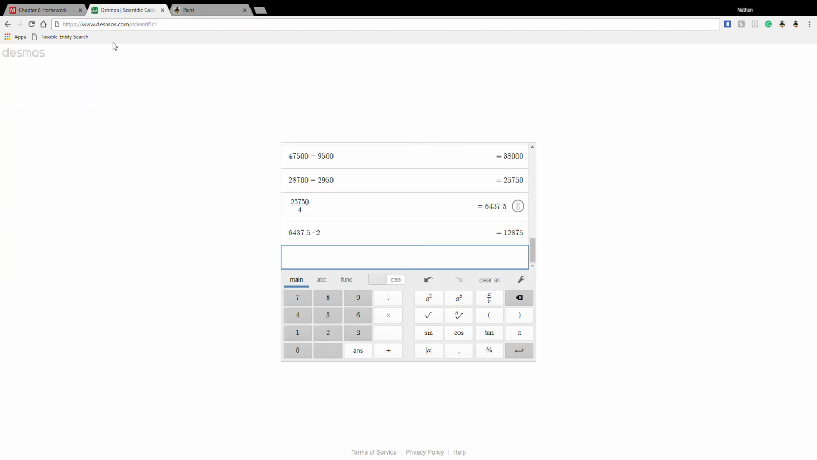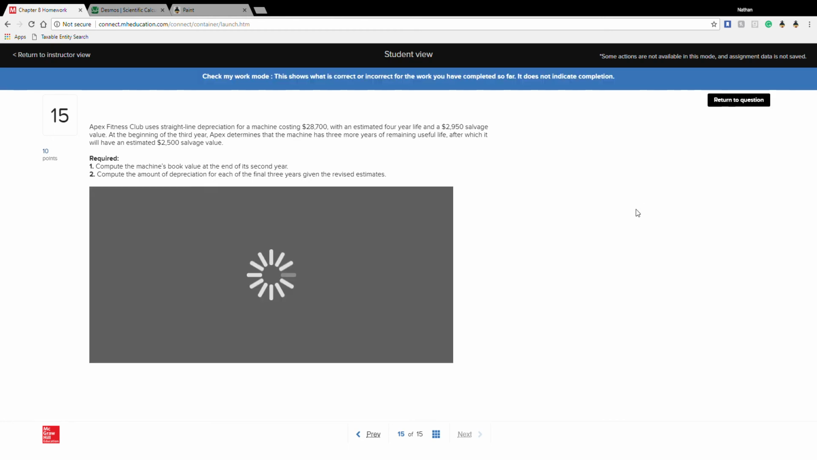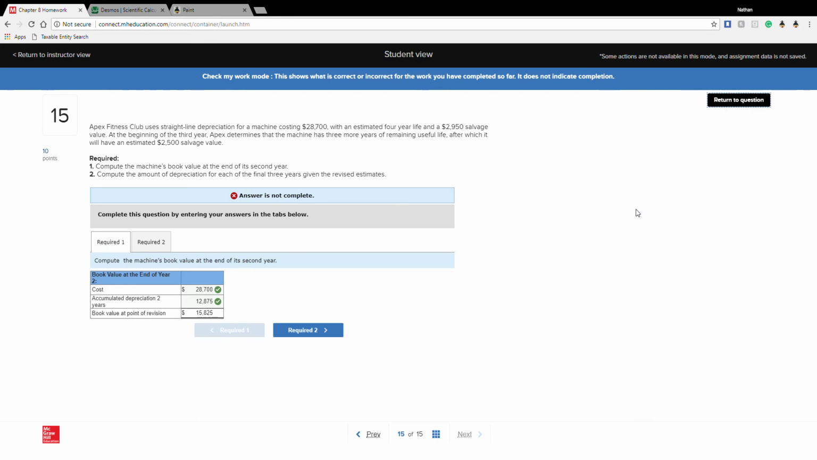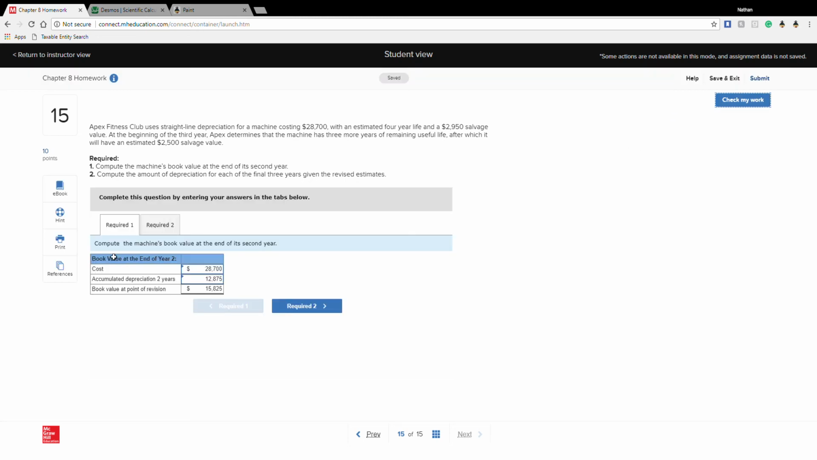So 12,875, and remember, cost for book value is the cost minus whatever the accumulated depreciation is. So it just happens to be 12,875. Again, check. Everything's good. We know we can use the book value if we need to use it for the revision.